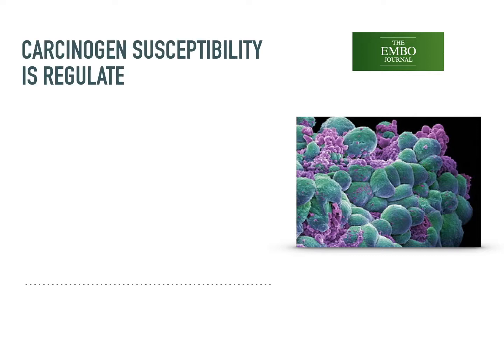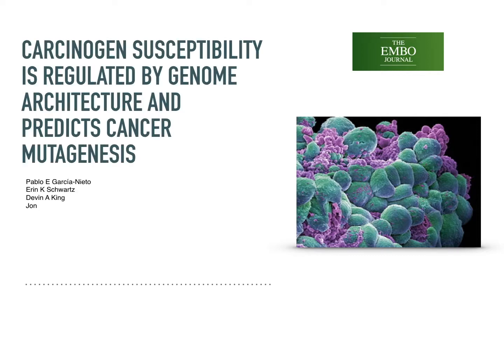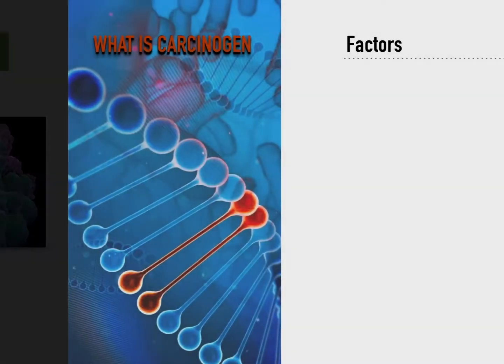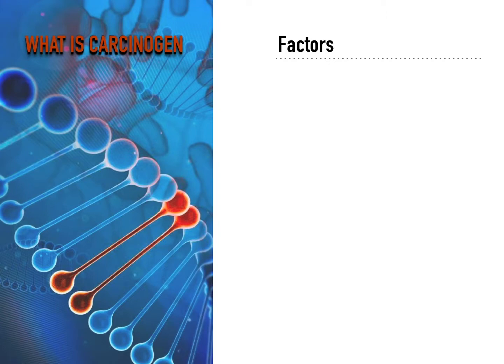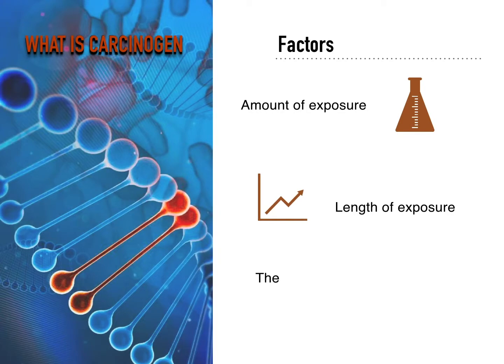Many sporadic cancers develop when the cell's DNA is changed or mutated. Some carcinogens act directly on DNA, causing the damage and a subsequent mutation, which results in tumor growth. The ability of a carcinogen to cause cancer depends on many factors, including the amount of exposure, the length of the exposure, and the genetic makeup of the individual.